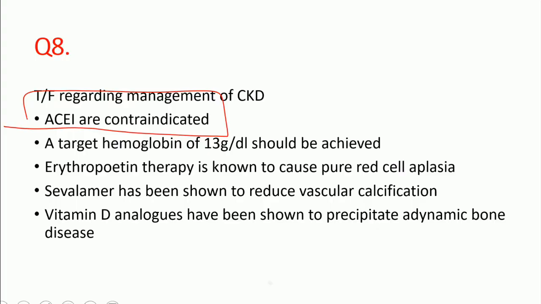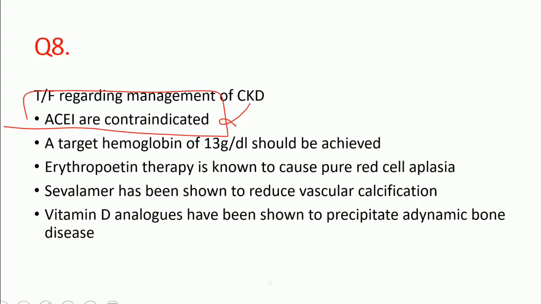But in the late stages, they are problematic because they can cause hyperkalemia. But they are never contraindicated. That word is wrong. It's not never contraindicated. In the early stages, it is indicated because it has an antiproteinuric effect, right? In later stages, it is very troublesome and we avoid it because of the risk of hyperkalemia, right? So that is the story.